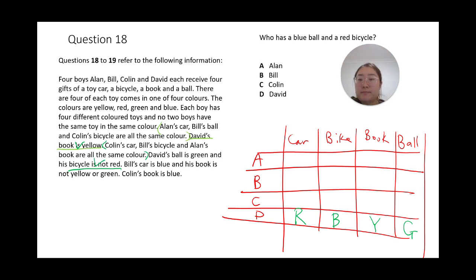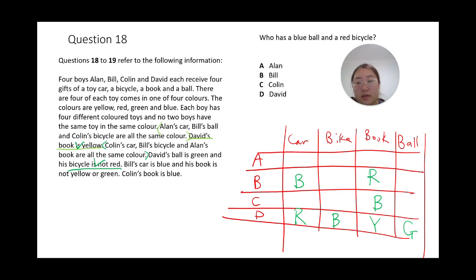Good, so that's done. Bill's car is blue, and his book is not yellow or green. Blue's taken, so his book must be red. Now between bike and ball, we don't know which one, but we are going to see if we can figure it out. Now we know Colin's book is blue.